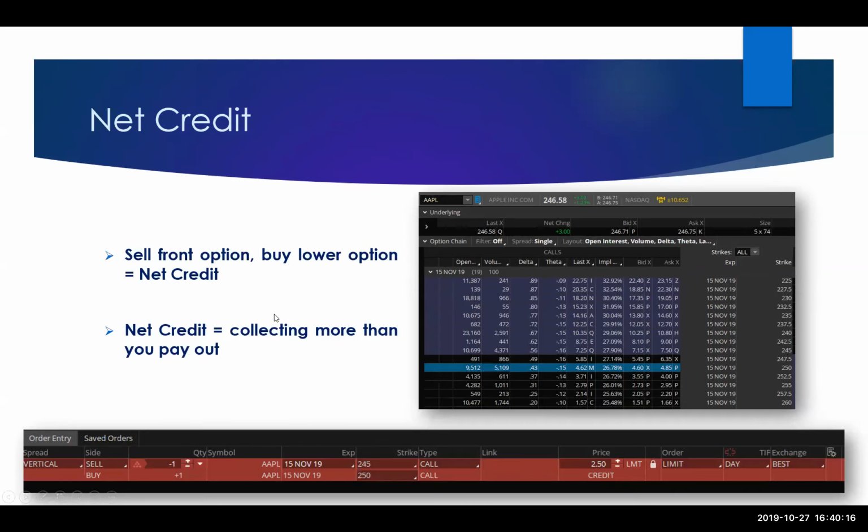Net credit is if you're selling the front option and you're buying the lower one, now you've got a net credit. So in this scenario, let's say we think Apple is going down. So we're selling the 245. We come up here, we're going to sell this 245. That's trading between 7.50 and 7.50. And we're going to buy the 250 call. So do you see, we're actually taking in a premium. We're collecting money here by selling this, and we're paying this money here by buying it. So there's going to be more left over, right? I'm actually collecting more than I'm paying out. So there will be a $250 credit.